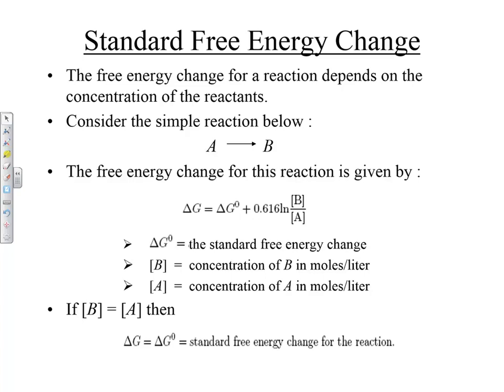Now if it so happens that the reactants and the products have the same concentration, then B and A within square brackets are the same. That means here you're looking at natural log of 1, which is 0. This term drops out, and the free energy change that you have is the standard free energy change. So the standard free energy change for a chemical reaction is the free energy change that you get when the reactants and the products have the same concentration.